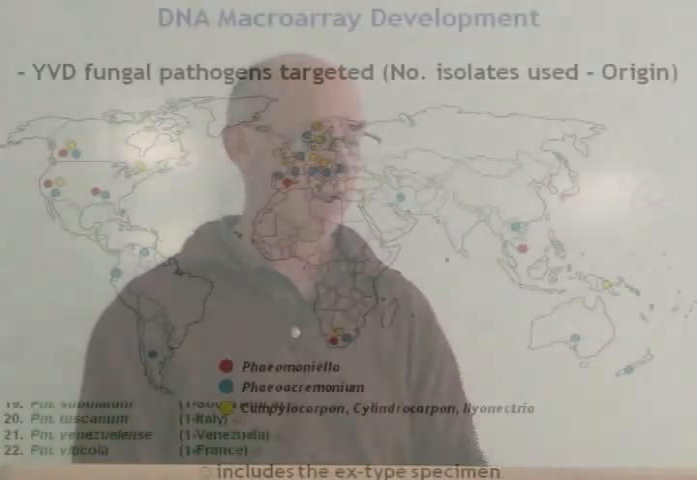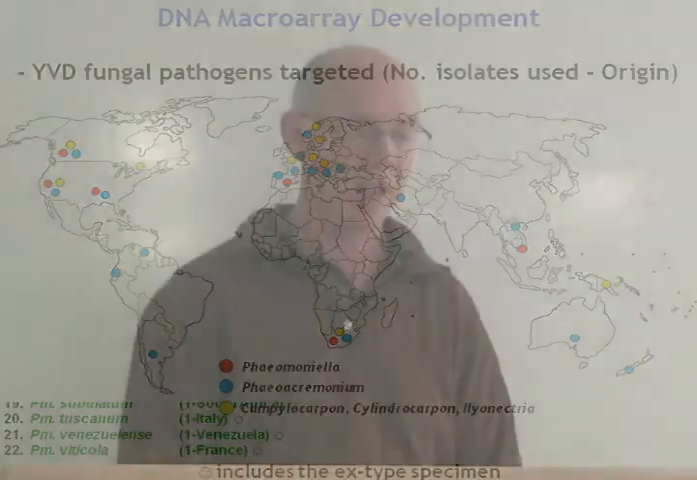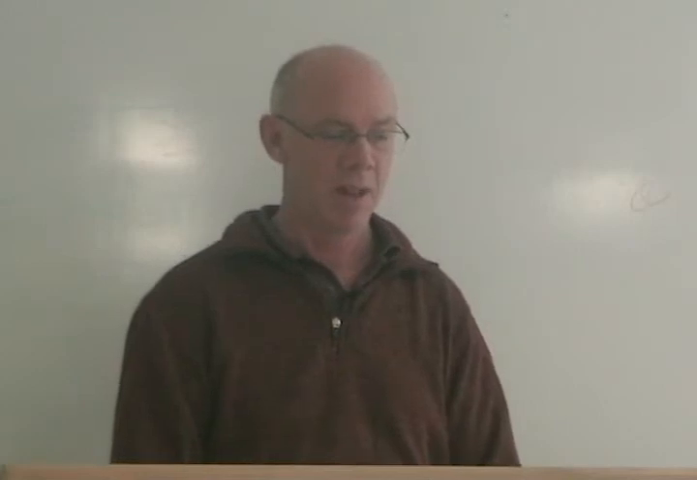The last slide, these are the Phaeomoniella species involved in Esca, both pathogenic and non-pathogenic on grape. Phaeoacremonium species, again, both pathogens and non-pathogens, 35 species in all, with 58 isolates. And the Campylocarpon, Cylindrocarpon, Aleonectria, these are your Blackfoot pathogens, and again, pathogenic and non-pathogenic isolates, 15 species, 37 isolates.